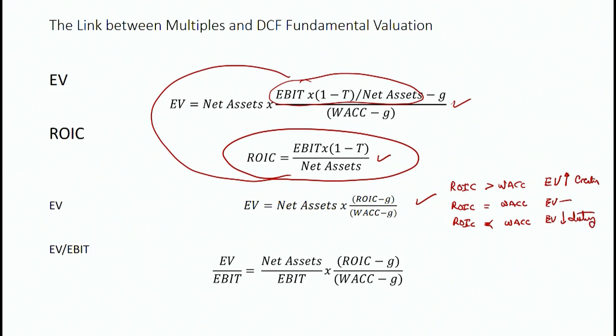And it gets back to a lot of what we have talked about before. Firms create value by earning more than the required rate of return. So if the return on invested capital is higher than weighted average cost of capital, they're creating value.